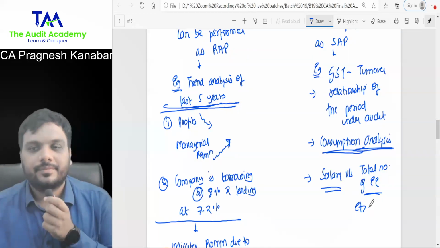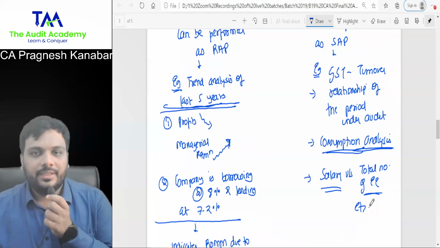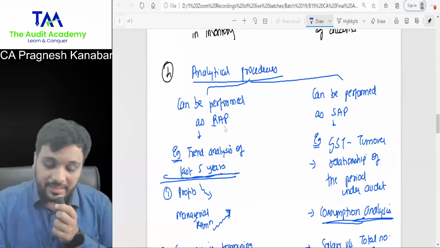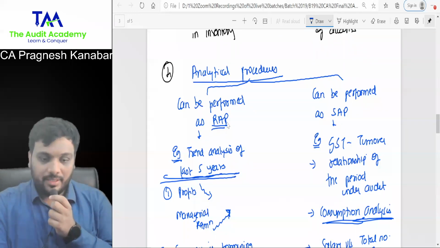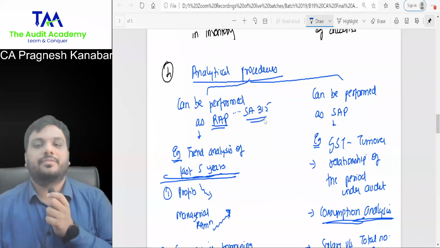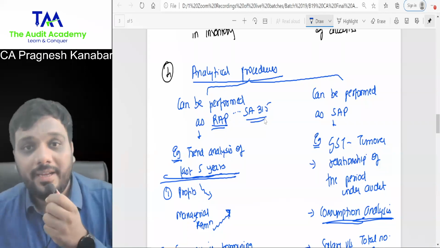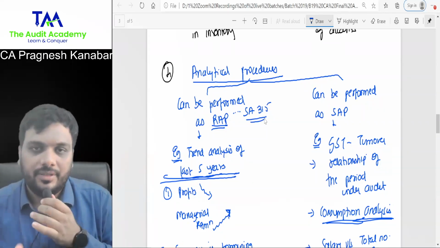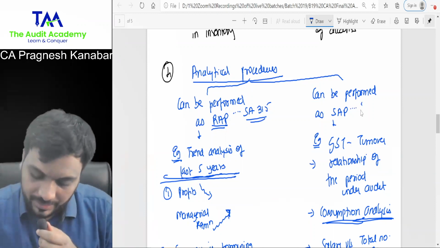Okay. So listen to me. When an analytical procedure is performed as a risk assessment procedure, you will see this discussion in SA 315. But when an analytical procedure is performed as a substantive analytical procedure, you will see this discussion in SA 520.